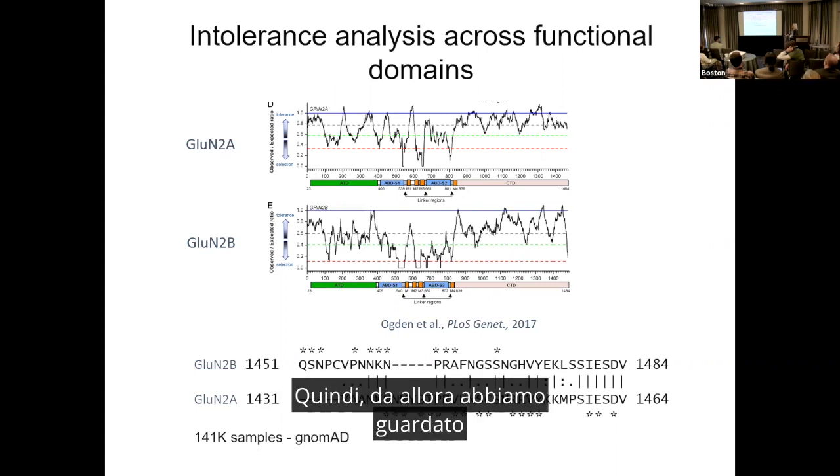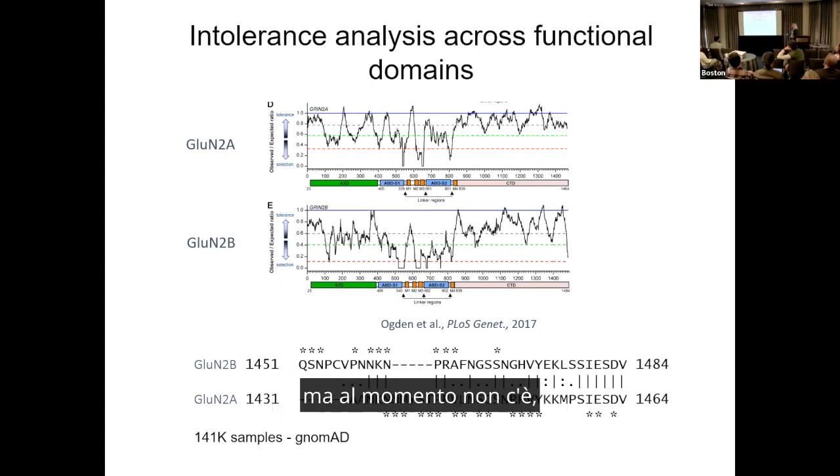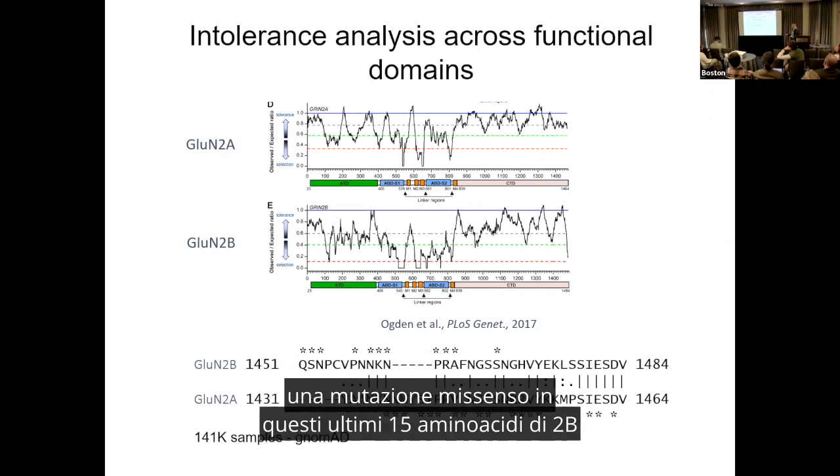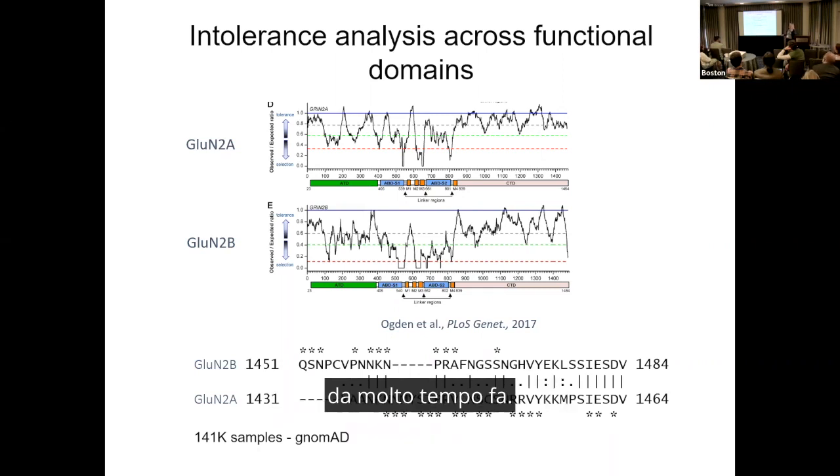So since then, we've been watching the databases quite carefully, both the unaffected NMDA database and comparing it to ClinVar and Safari and the CFIRF site and things like that to try to compare 2A and 2B. And people can correct me if I'm wrong, but as of now, we don't find in any database at all a missense mutation in these last 15 amino acids of 2B. But these black asterisks, this is from NMDA, you do with 2A. They're very much in line with my basic research from a long time ago.